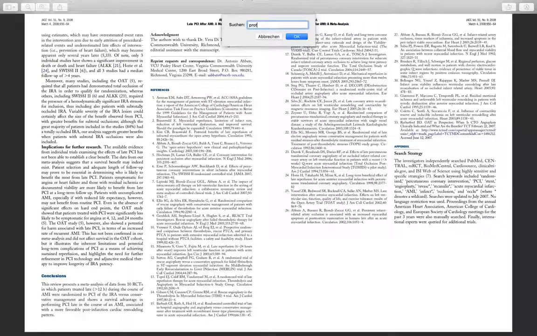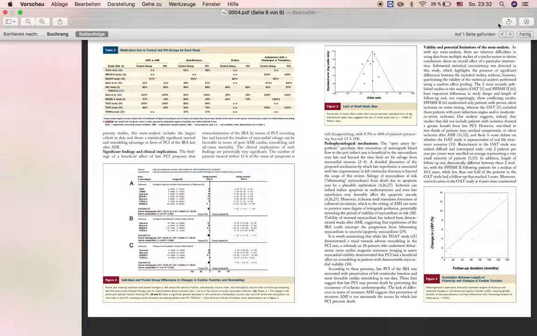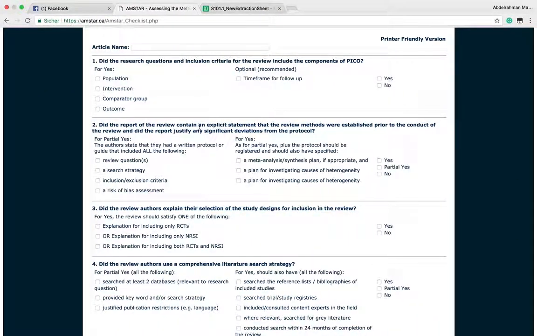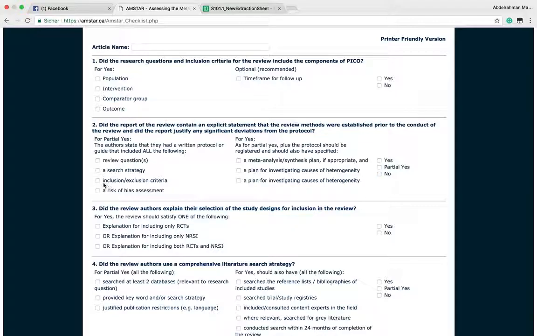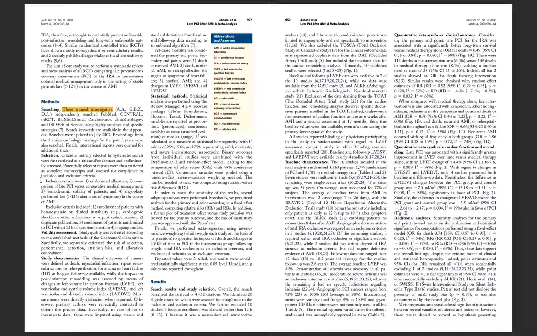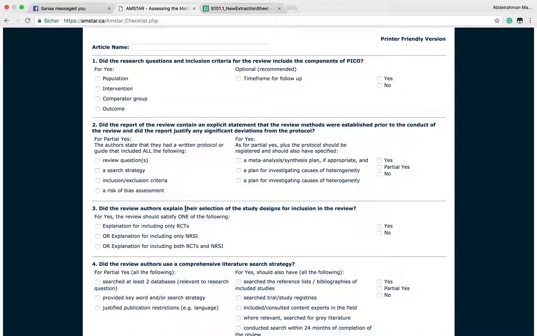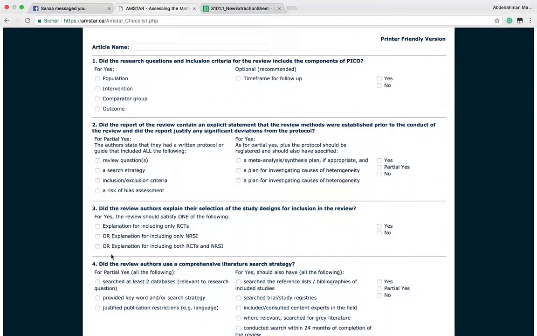We may search for it. Protocol. No, this is about the intervention. So they have no protocol. Then we will search for those things. Did they have a question? Yes. A search strategy? Yes, it was written at the end here. Then inclusion exclusion criteria? Yes, it was here. And risk of bias assessment? Yes, the validity assessment was done.